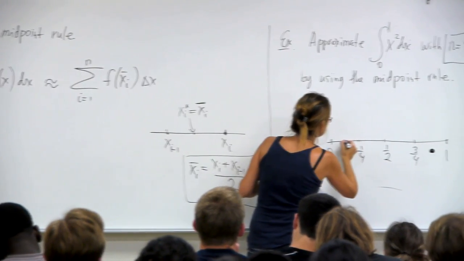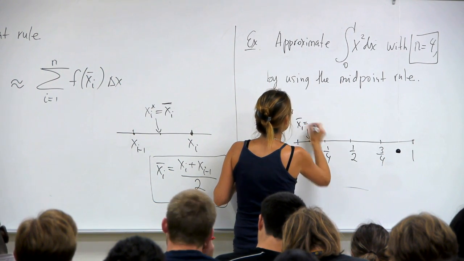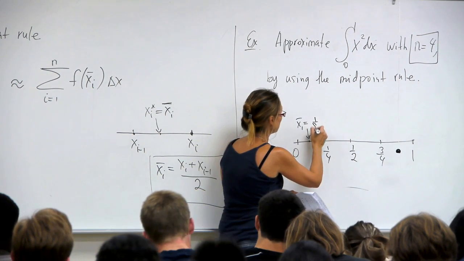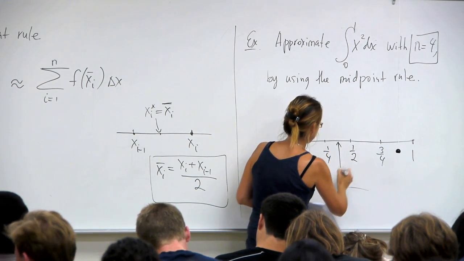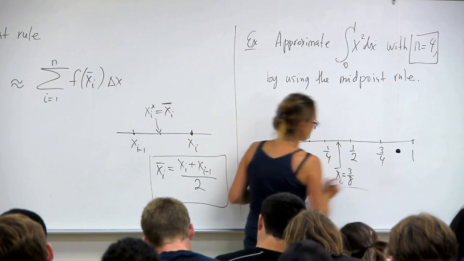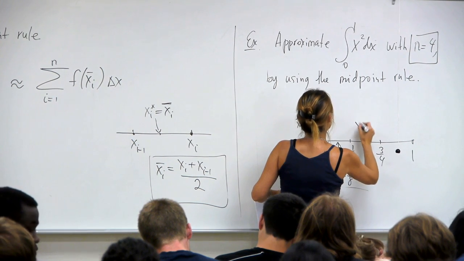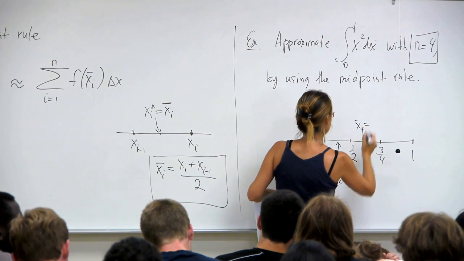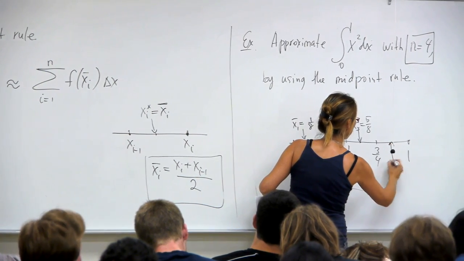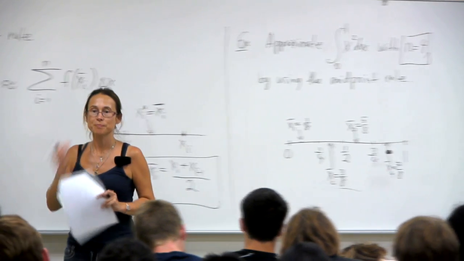Now we have to find the sampling point, which has to be the middle point, because we're using the midpoint rule. So x1 bar, what is it equal to? 1/8. Okay. x2 bar is 3/8. x3 bar is 5/8, and x4 bar is 7/8. Questions?